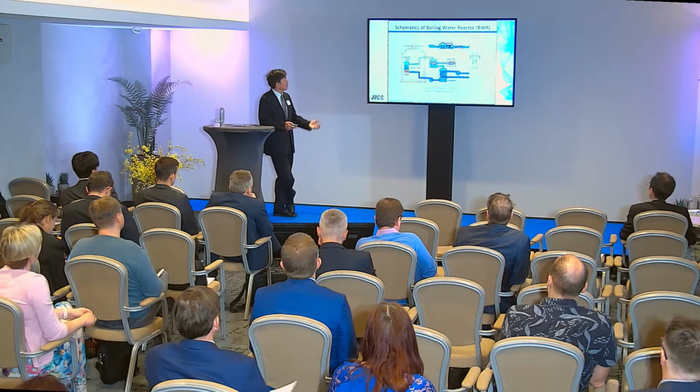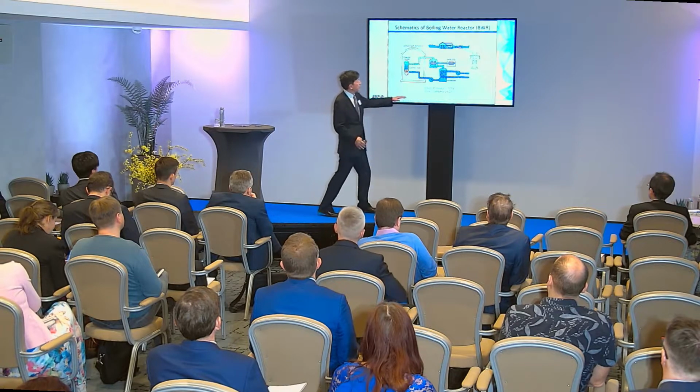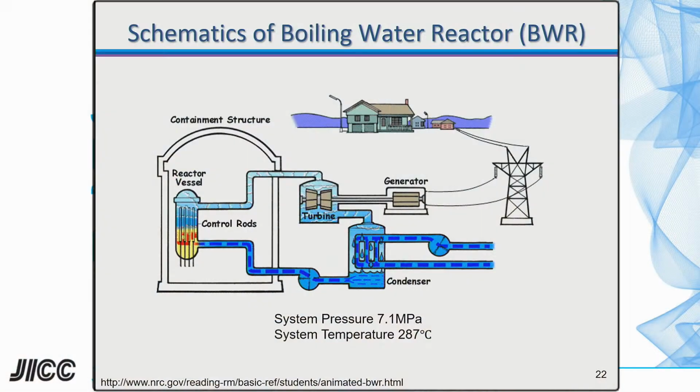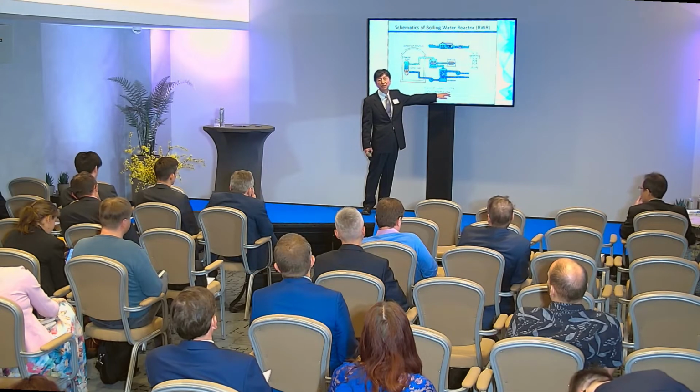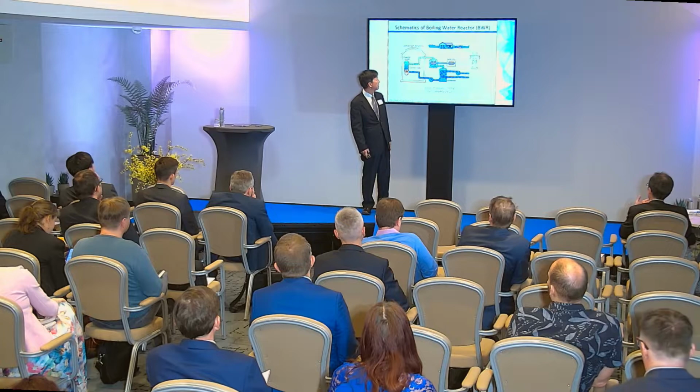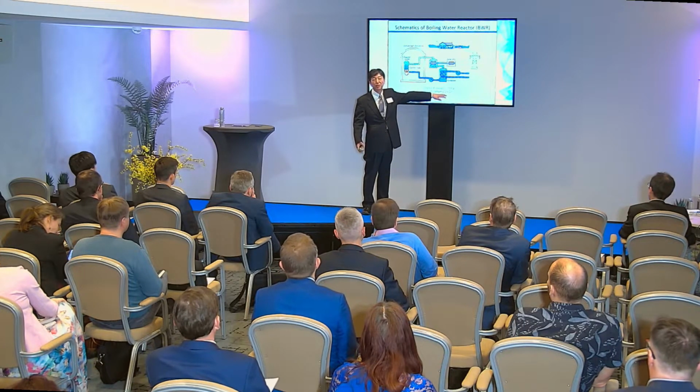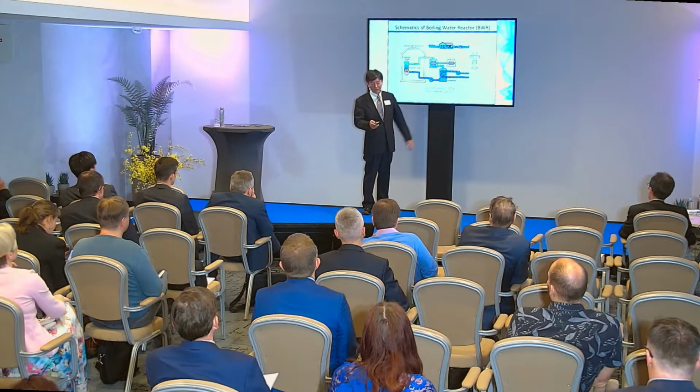Okay, this is the PWR, and the system pressure of the BWR is 7.1 megapascal, just half of the PWR. And the system temperature is 287 degrees C. As the pressure is lower, the saturation temperature is lower, right?